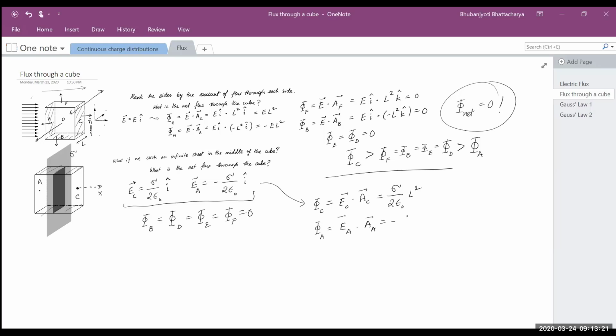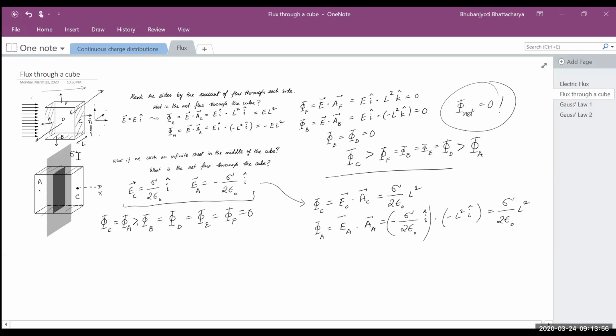Now notice that EA and AA both have the negative sign. So sigma over 2 epsilon 0 i hat dotted with negative L squared i hat. If I take this dot product, I still get sigma over 2 epsilon 0 L squared, and i hat dot i hat is just 1. The negative signs cancel. So this time, what I can write is phi C is equal to phi A, which is greater than the other fluxes.